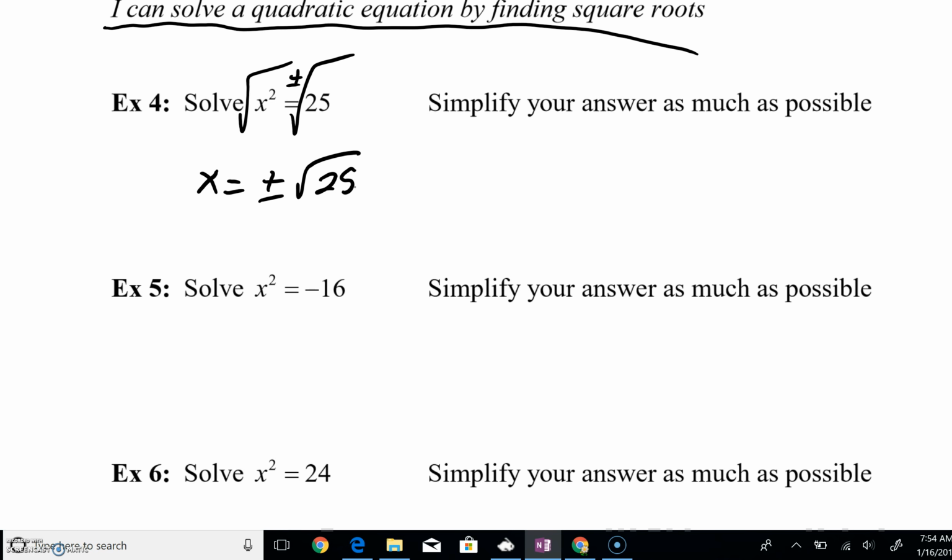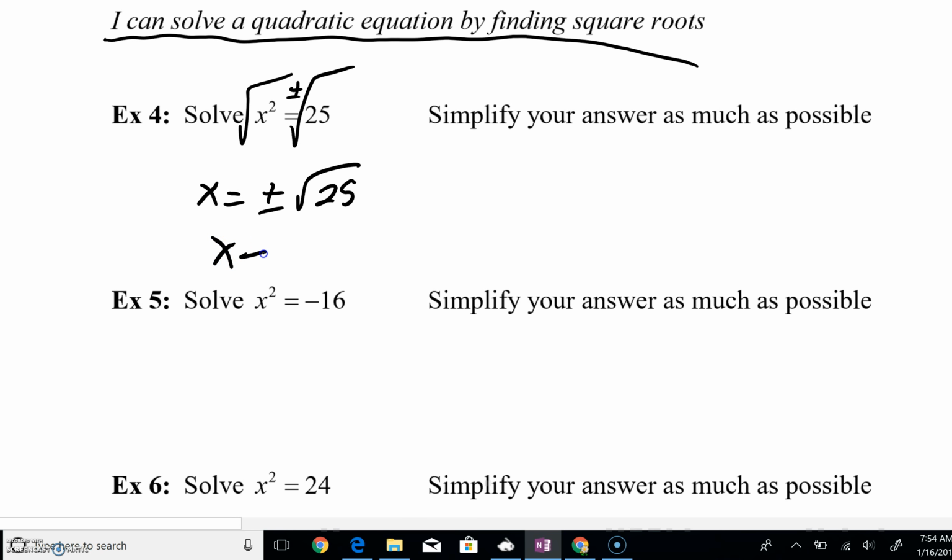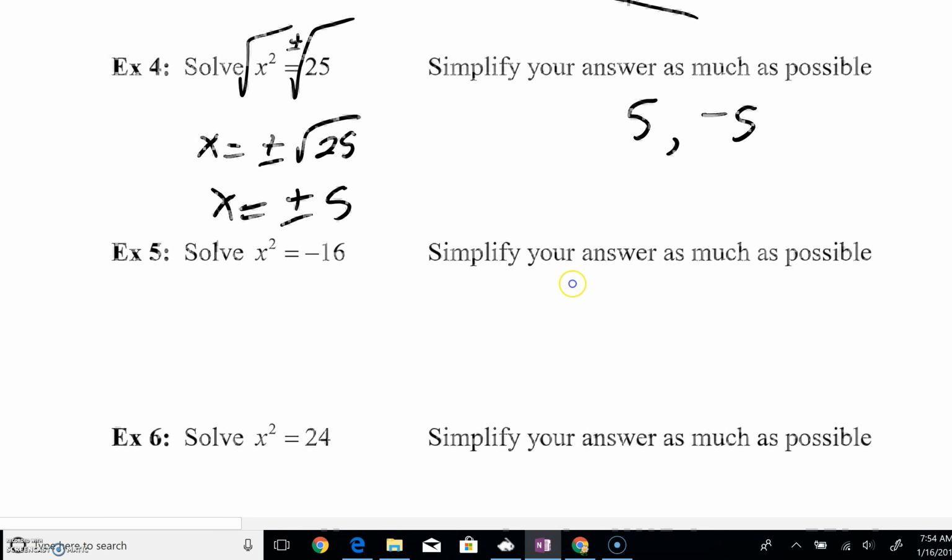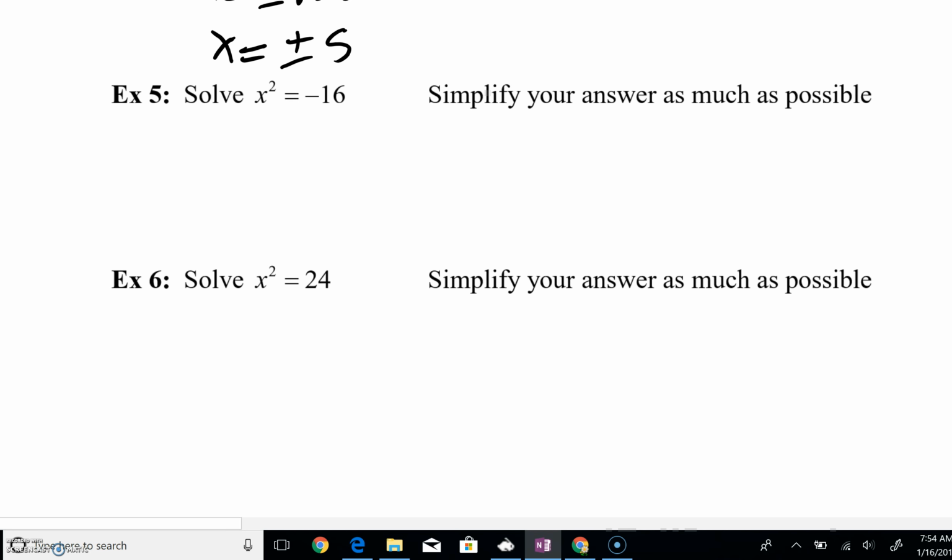Now, I hope you remember what the square root of 25 is. What's the square root of 25? 5. Kids are saying you're absolutely right. How would you type it into Alex? Well, you'd go 5, comma, negative 5. Alex requires us to separate answers with commas, right? Okay, well, we're almost done. We have to take a look at a couple more.